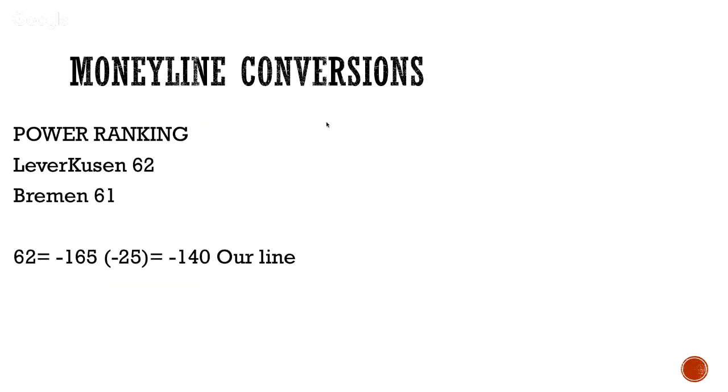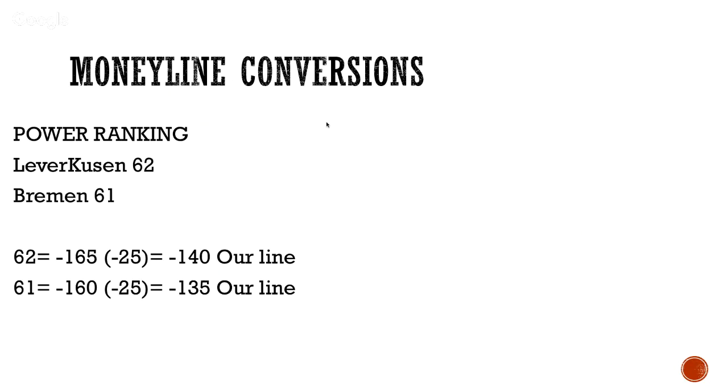So we'll do 62 first. So 62 converted into a money line is minus 165. Then we have to subtract 25. That makes our line minus 140 would be the final money line for Leverkusen. Now Bremen, same thing. We take 61, we convert it into a money line, minus 160. We subtract 25 for the draw, and that gives us minus 135, our line.